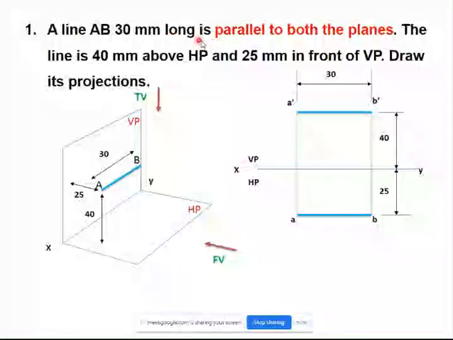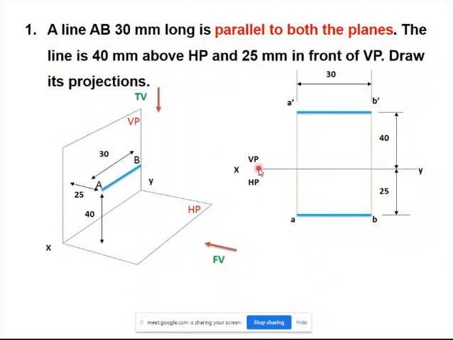Lines with the help of a pointer. So this particular problem comes under the category called parallel to both the planes. That means parallel to HP and VP. That means we have to create a line like this.